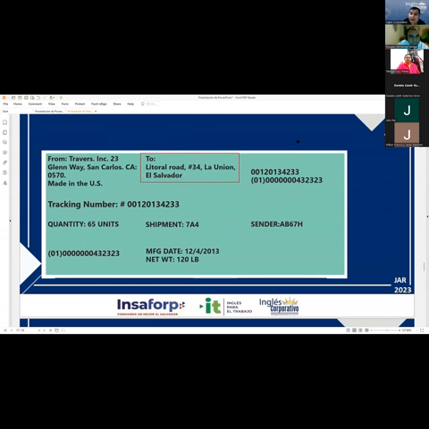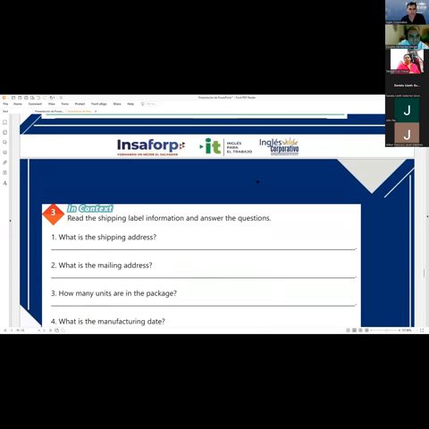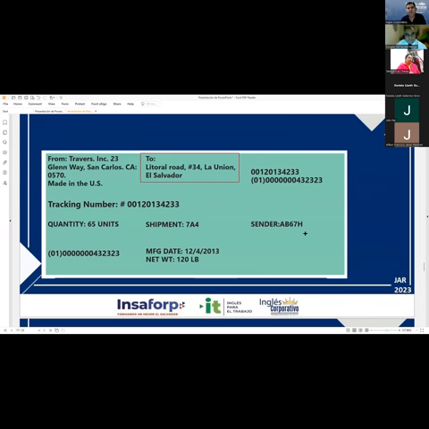Okay, the package is going to an address. That address is a shipping address where the package is going to arrive. Where the package is going to arrive is the shipping address. Yes. So, Littoral Road. Okay. What's a mailing address? The mailing address would be Travers Inc. 23, Glenway, San Carlos, California, 0570, made in the US. Okay, maybe, why not?